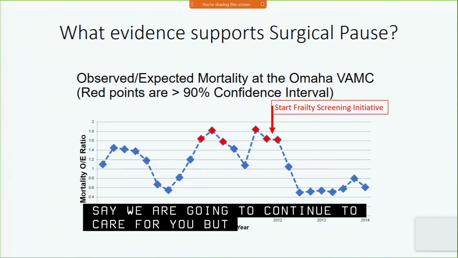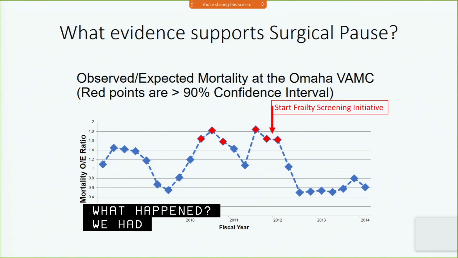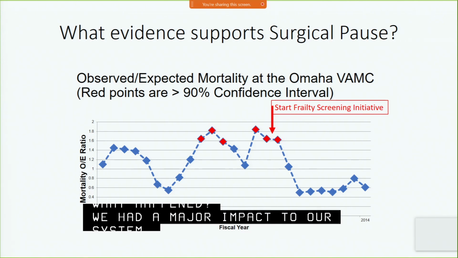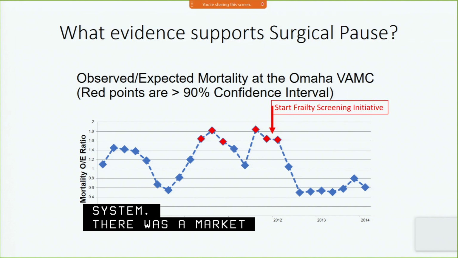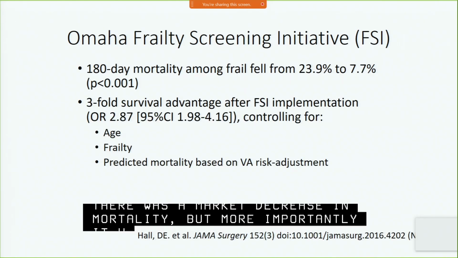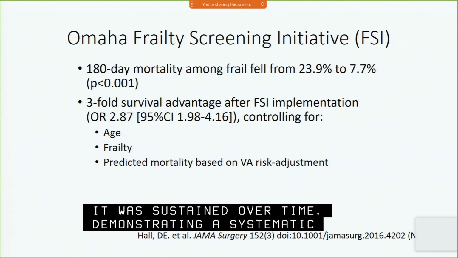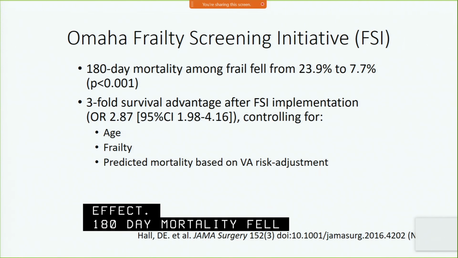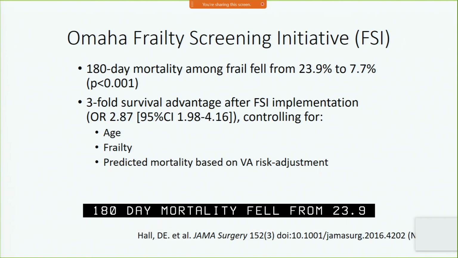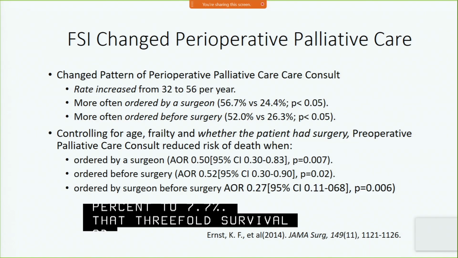We had a major impact to our system. There was a marked decrease in mortality, but more importantly, it was sustained over time, demonstrating a systematic effect. 180-day mortality fell from 23.9% to 7.7%, and that threefold survival advantage was present even after controlling for age and frailty.